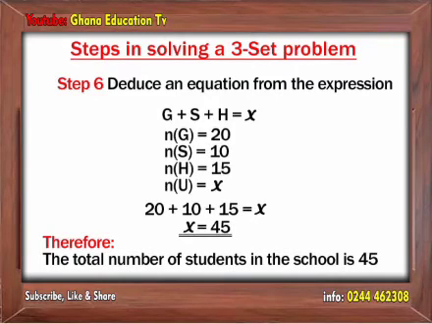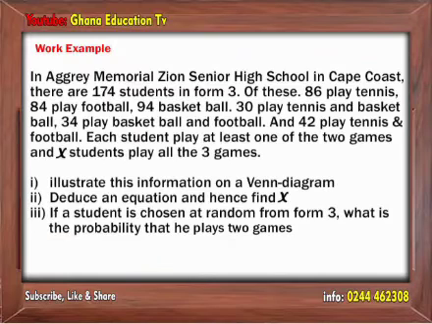So 20 plus 10 plus 15 equals 45. So 45 is the total number of students in the school, and that is your final answer. Now, let's look at a typical example of another 3-set problem.